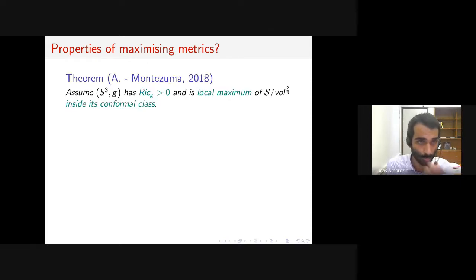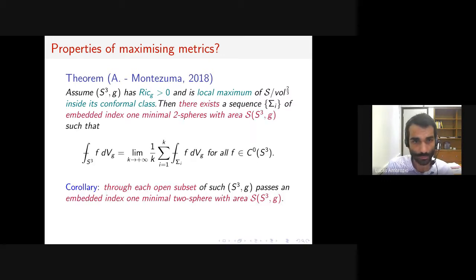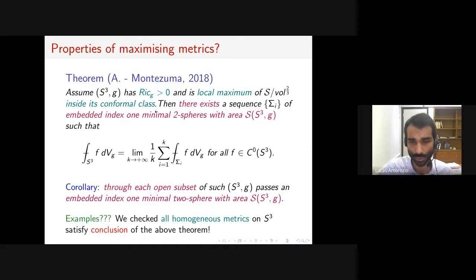And the answer, we also, together with Rafael, found the following criteria. So I will state the simplest version of the theorem. And actually, let me focus on this corollary. So I will read the assumption. Assume I have a metric on S3 with positive Ricci curvature, and assume that it's a local maximum of the spherical systole normalized by the volume inside its conformal class.